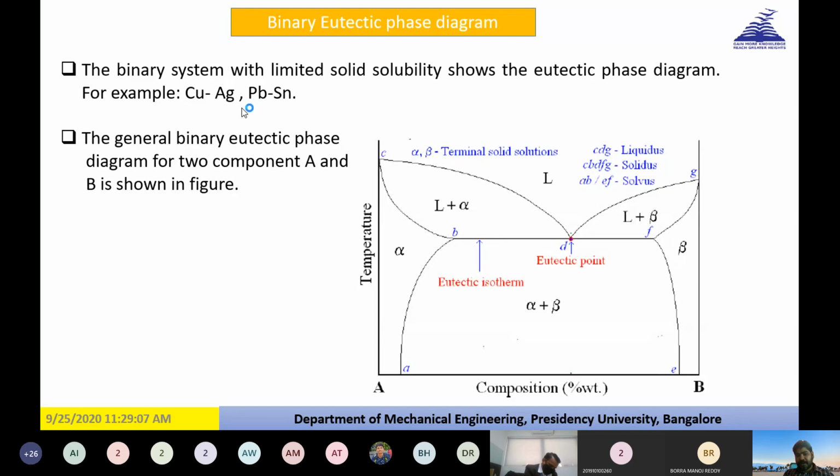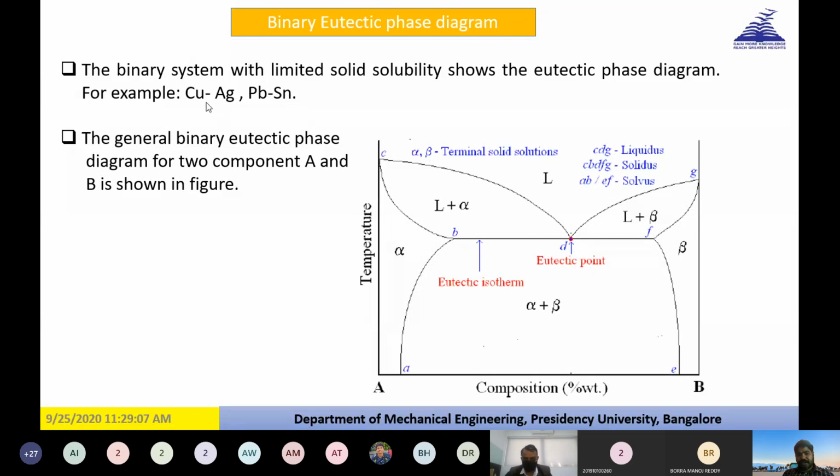If you have seen, the copper nickel shows binary isomorphous diagram. But copper silver on the other hand shows binary eutectic because they are not completely soluble in the solid state. Similar is the case with the lead and tin. So here Pb is the lead, Sn is the tin. When you draw this diagram, they also show the binary eutectic phase diagram. Why? The reason is because they are not completely soluble in the solid state.